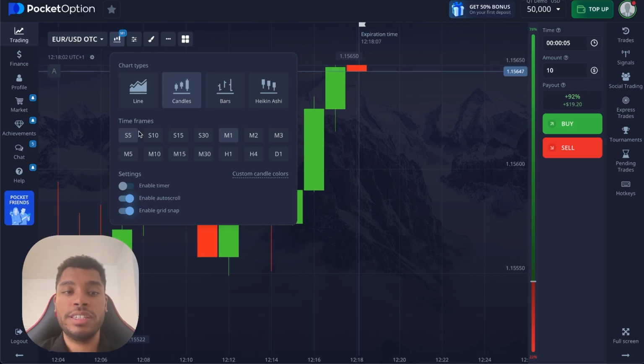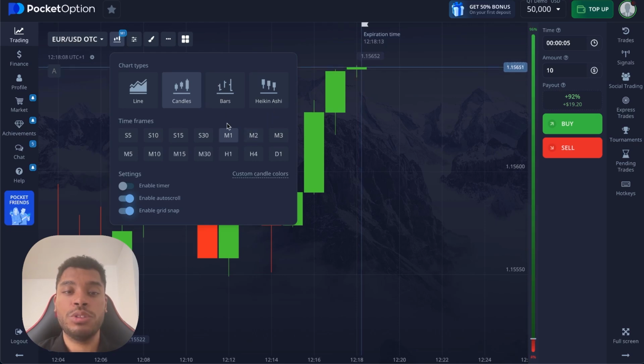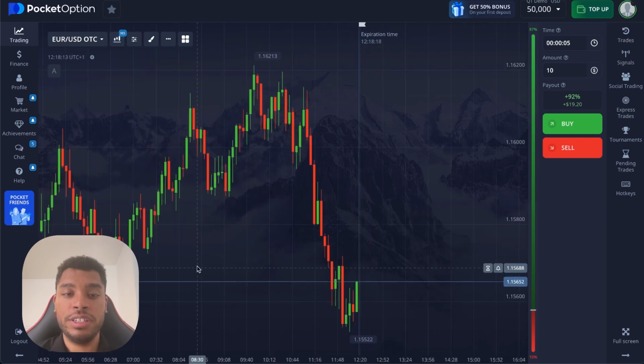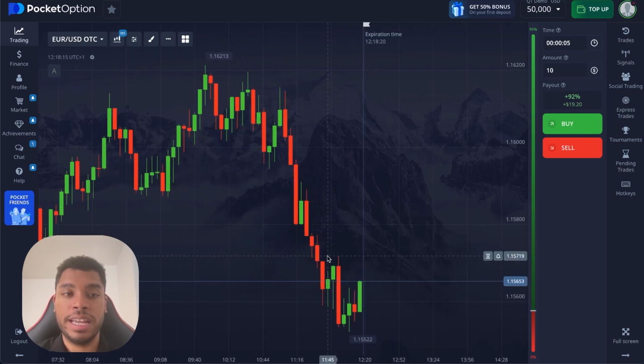Below it, as you can see, we can select the time frame. So in this case, every candle is 1 minute, but let's say for example that we want to change it to 5 minutes, we just need to click on M5, and now as you can see, every single candle that we see on the screen represents 5 minutes.